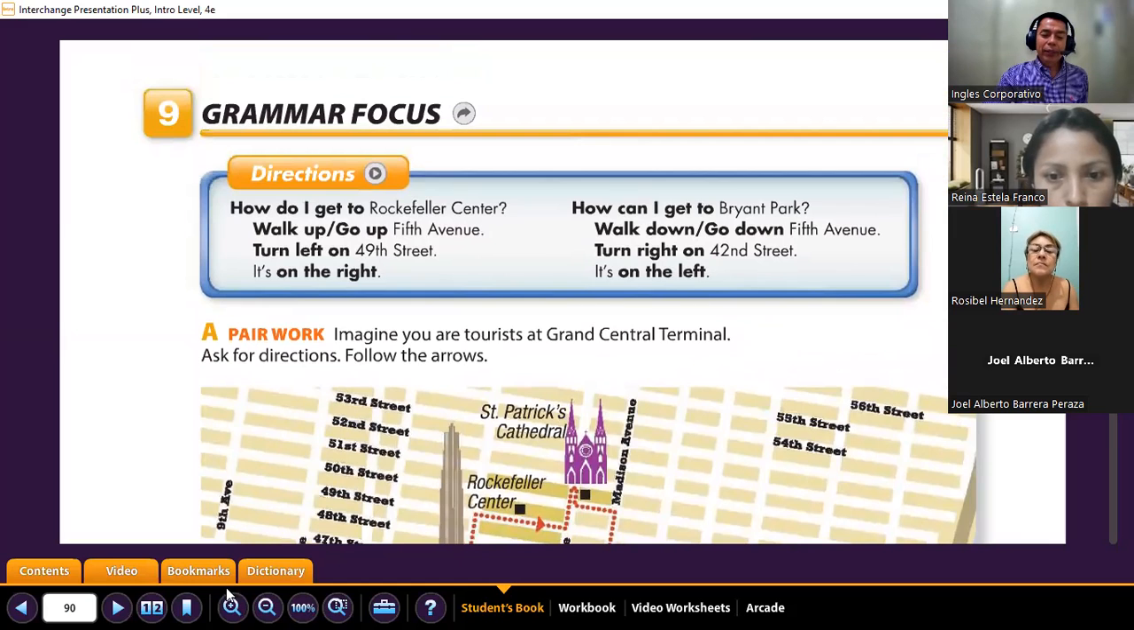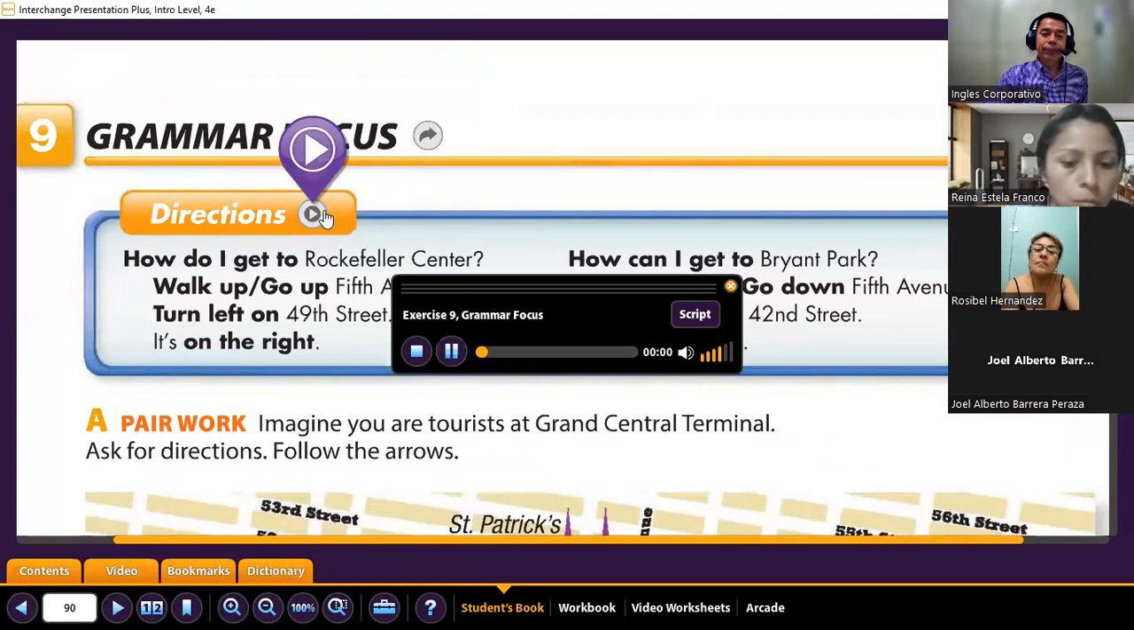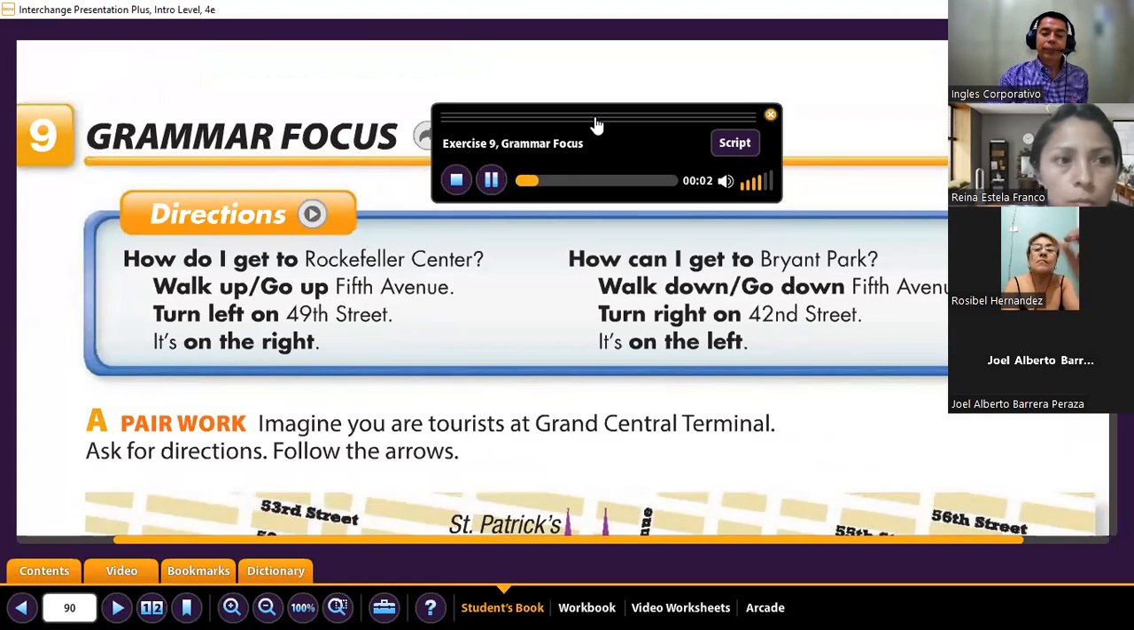Ok, listen to the audio, please. Listen. Page 90, exercise 9, grammar focus. Directions. How do I get to Rockefeller Center? Walk up Fifth Avenue. Go up Fifth Avenue. Turn left on 49th Street. It's on the right. How can I get to Bryant Park? Walk down Fifth Avenue. Go down Fifth Avenue. Turn right on 42nd Street. It's on the left.